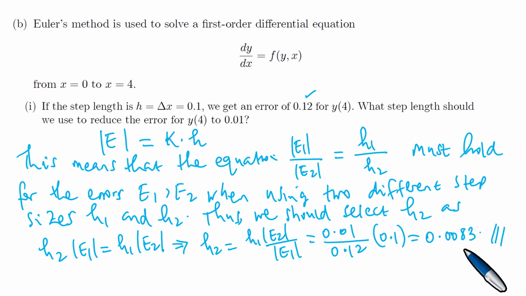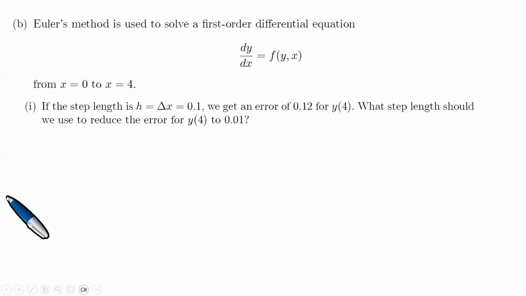We continue. So the step length should be H2. So what is the formula? It is obviously the fact that the absolute value of error 1 divided by the absolute value of error 2 equals H1 over H2. And you can see the direct proportionality of error 1 in absolute value to H1, and error 2 in absolute value to H2. Next point.